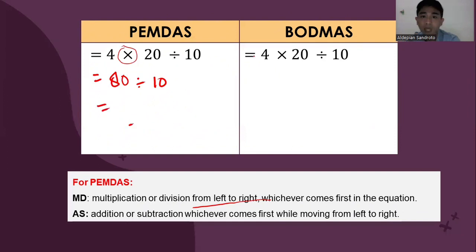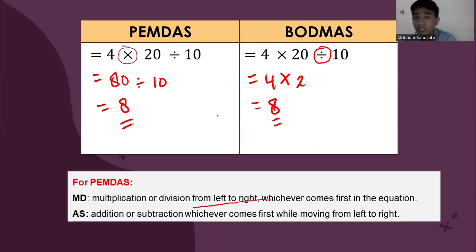And then how about in the BODMAS rule? It is 4 times 20 divided by 10. We start with the division: 20 divided by 10 will be 2, and then 4 times 2 becomes 8. The same. Okay, they are equivalent, right? Now let's continue with the next example.